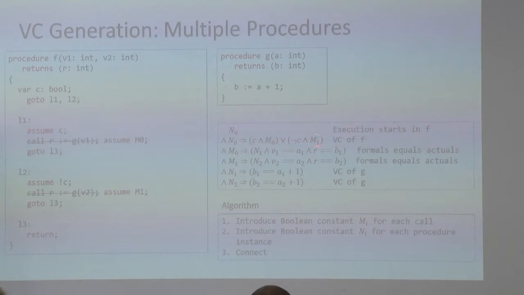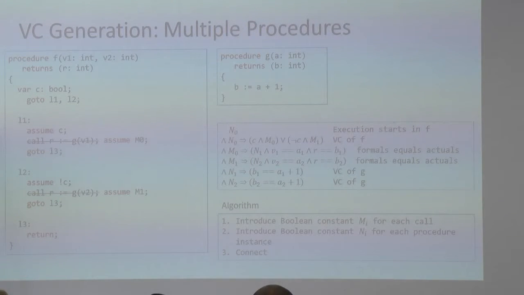And similarly, I have a call M1, and M1 implies this guy, where N2 is going to be another copy of the VC of G. So this program has two call sites, and for every call site, I have to inline a copy of G, so the VC of G shows up twice. And again, you can convince yourself that this formula is satisfiable if and only if F has a terminating execution.